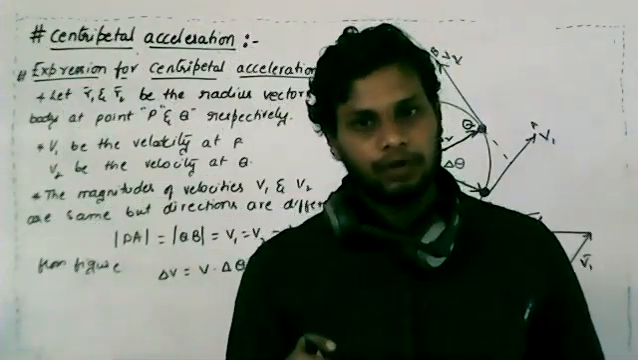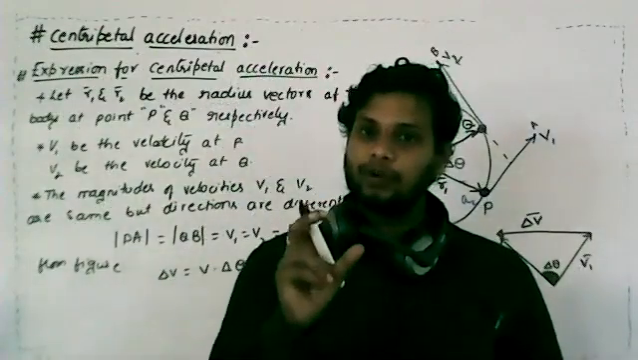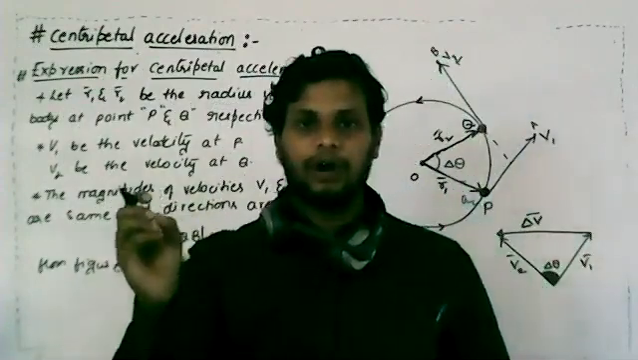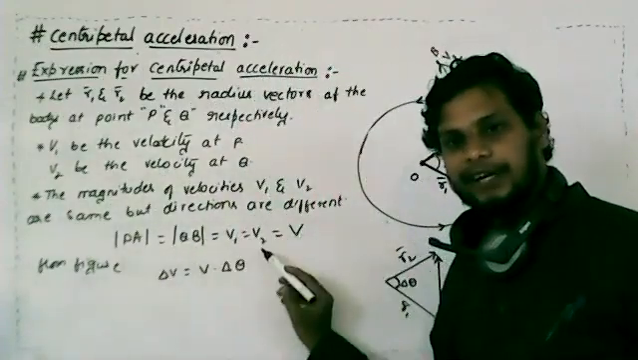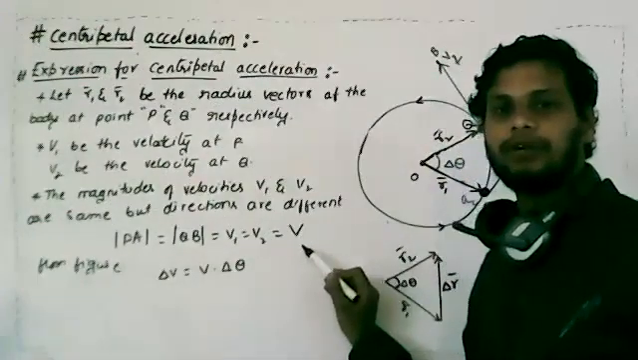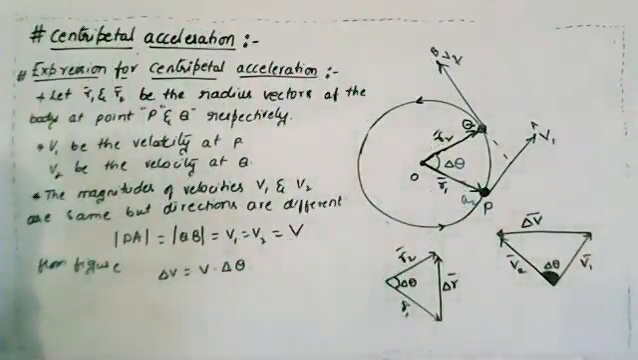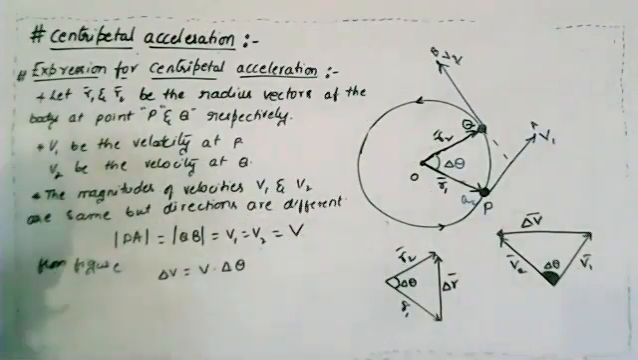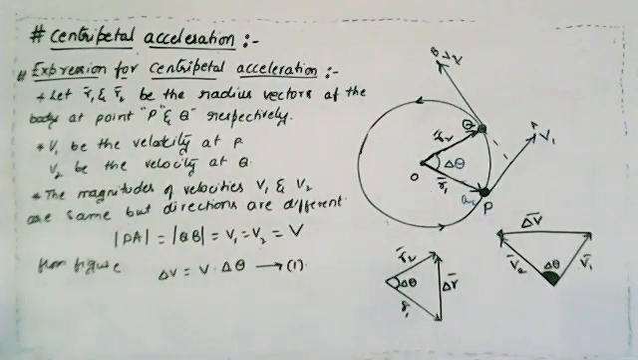In uniform circular motion, we have the centripetal acceleration. The magnitude of velocity means speed, and the magnitude of speed is constant. So v1 is equal to v2 is equal to v. The magnitude of speed is constant, but the direction is different. So the magnitude of PA bar is equal to the magnitude of QB bar, which is v. That gives delta v equals v into delta theta. I will take it as equation number 1.